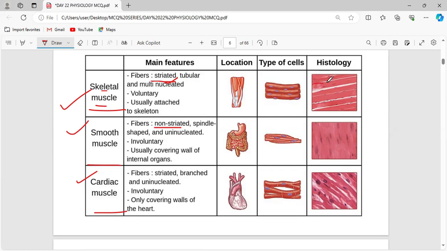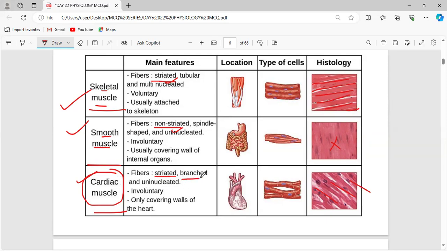See, striated means we have partitions or striations. See, this line is called the striations. So we have striations in the cardiac muscle, but we don't have any striations in the smooth muscle. This smooth muscle fiber is non-striated and this cardiac muscle is striated, and this is the muscle we call the cardiac muscle, which we can see only in the heart. None of the other places is embedded with the cardiac muscle.